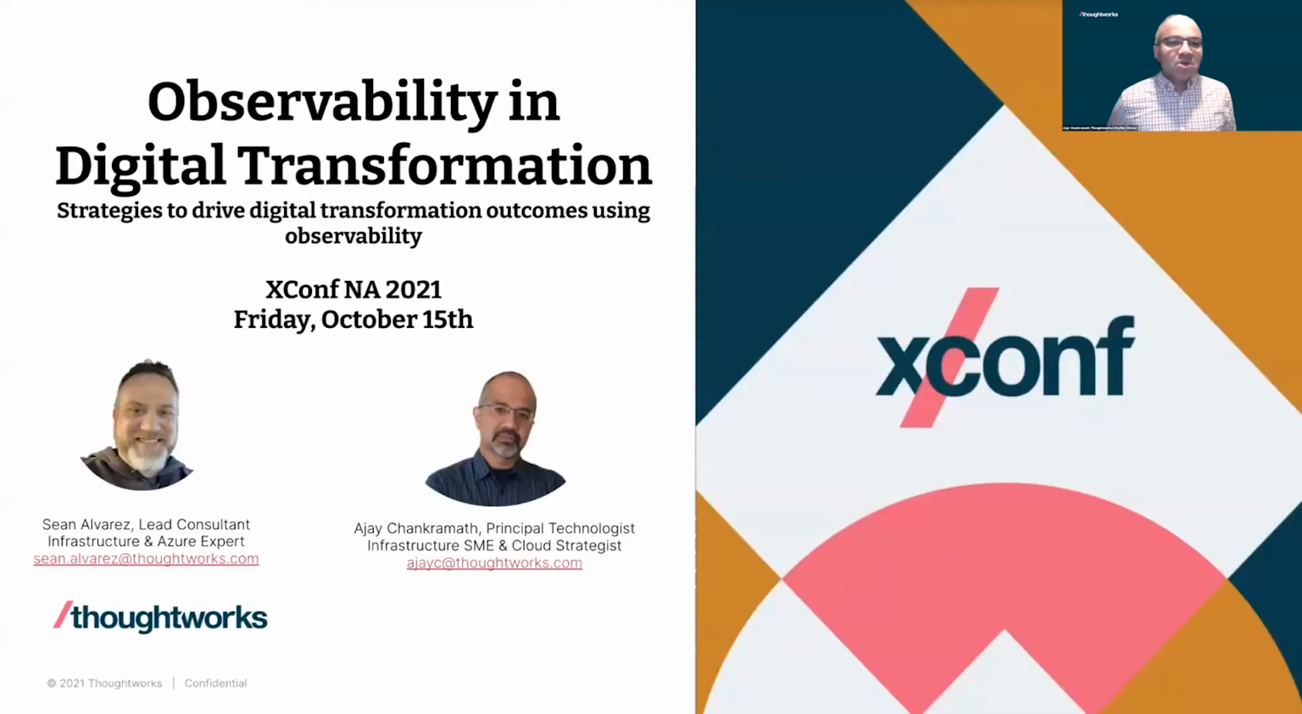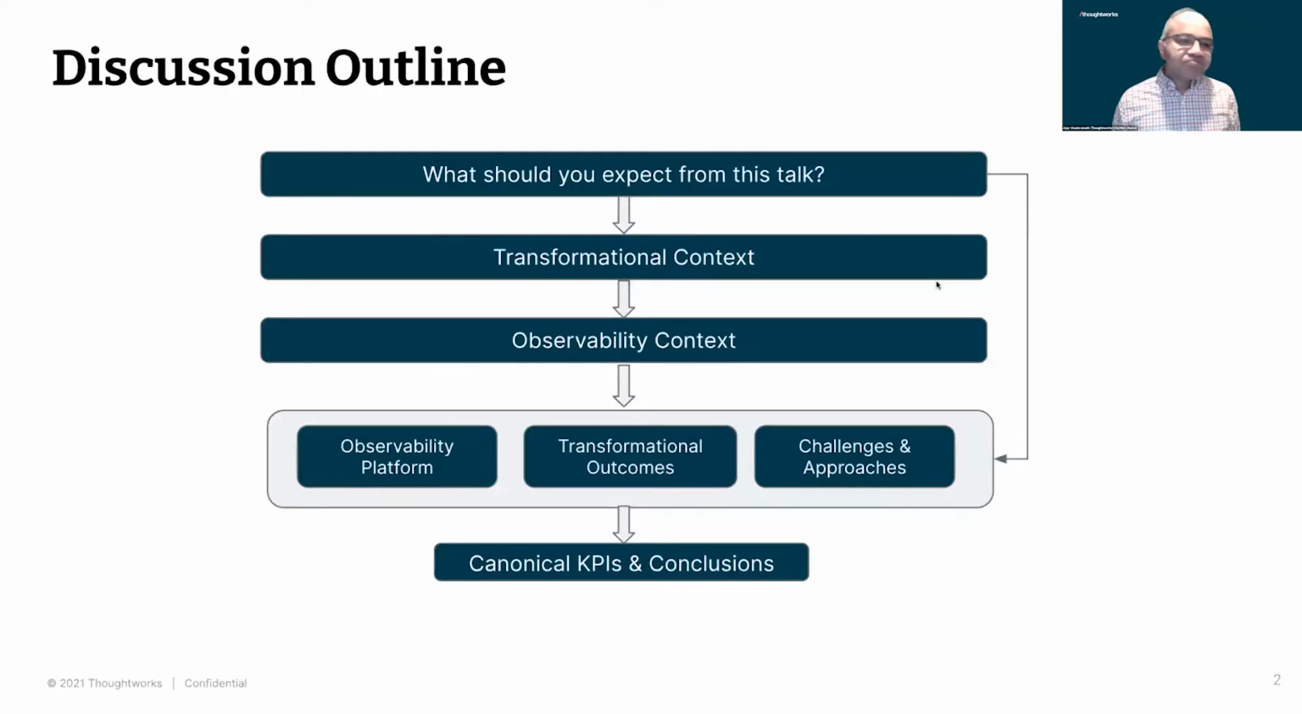So we want to talk about transformation in the context of observability, and we'll try and tie these two things together. From the expectations of what you can learn today, we want to first talk about the overall digital transformation context. I know that all of us have our own experience of digital transformation, so we want to set some baselines with respect to what we mean by digital transformation. Then we want to tie it back to observability and how observability applies to transformation.